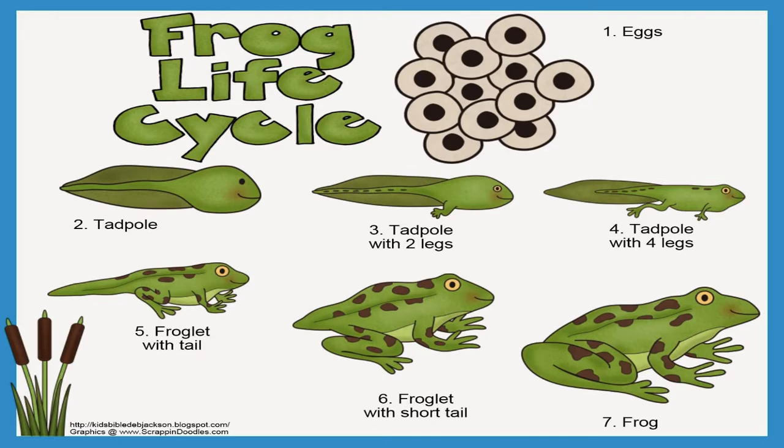A frog life cycle includes eggs, tadpoles, tadpole with 2 legs, tadpole with 4 legs, froglet with tail, froglet with short tail, and frog.